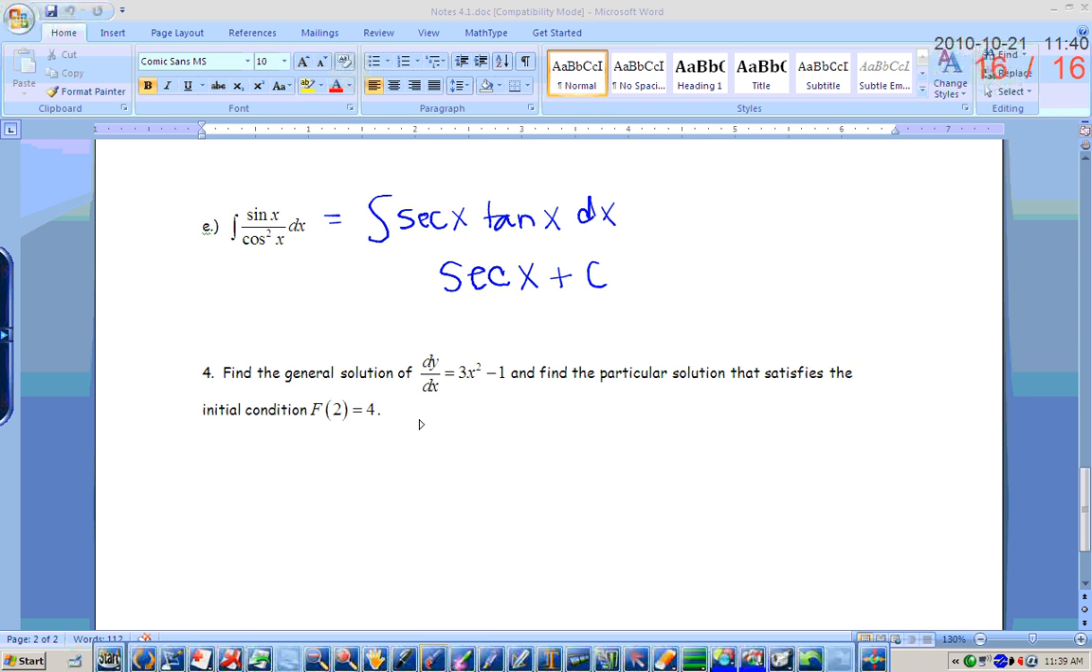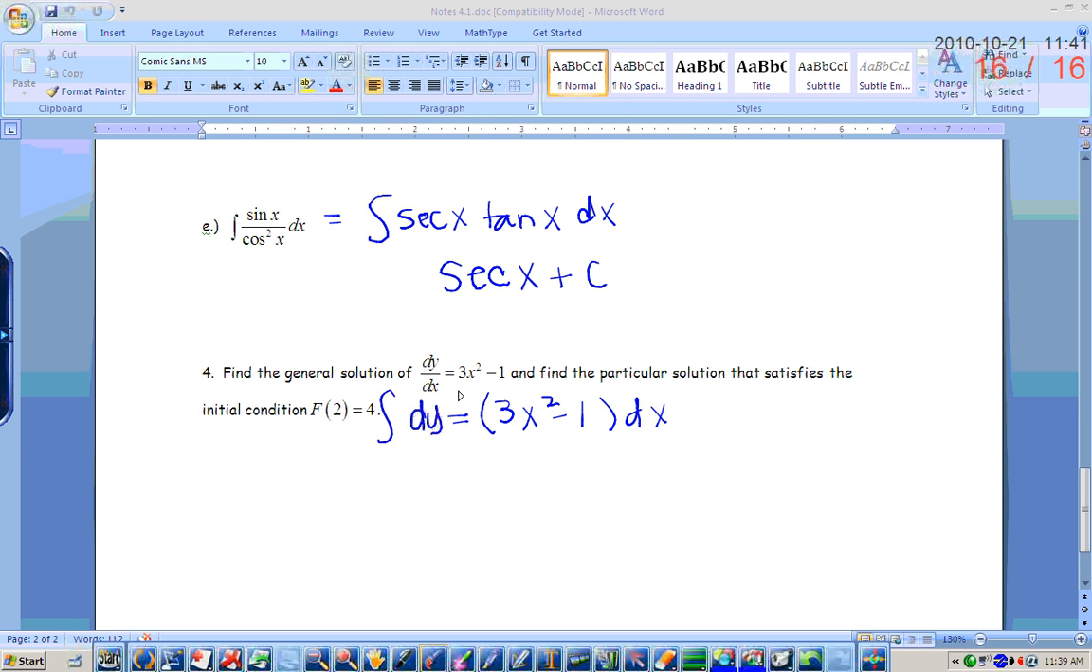All right, 4. Find the general solution of dy dx, and then find the particular solution that satisfies the condition f of 2 equals 4. If I cross multiply here, this is called a differential equation, and that means find the function whose derivative is listed here. If I cross multiply, I get dy equals 3x squared minus 1 times dx. Y'all cool with that? Okay.